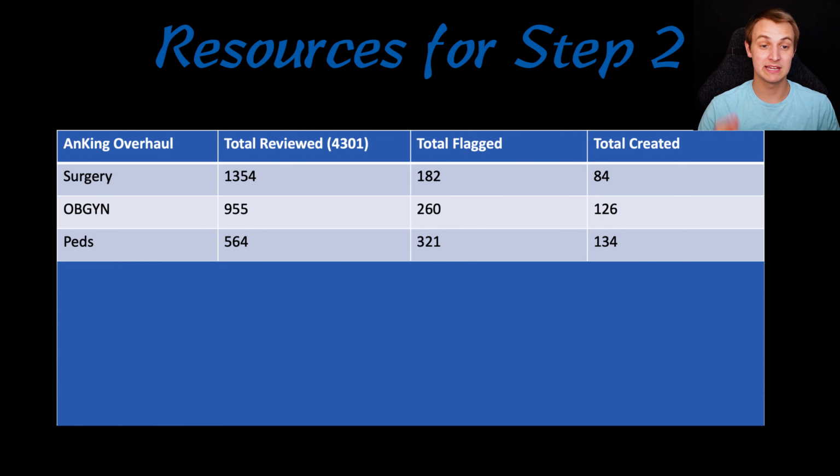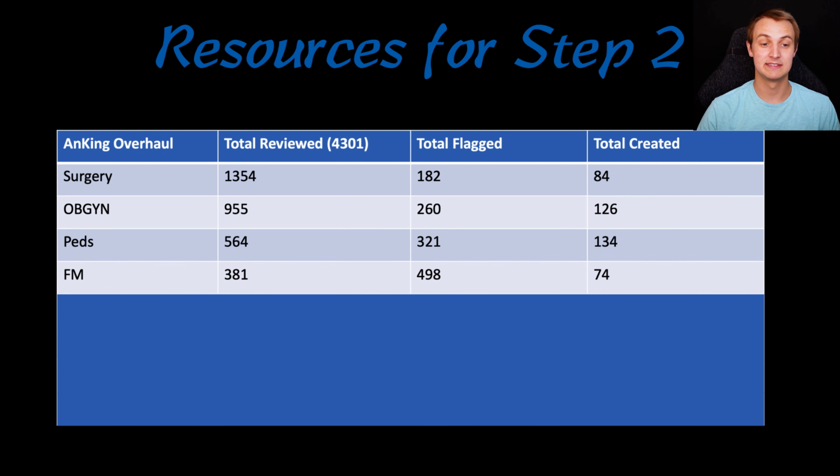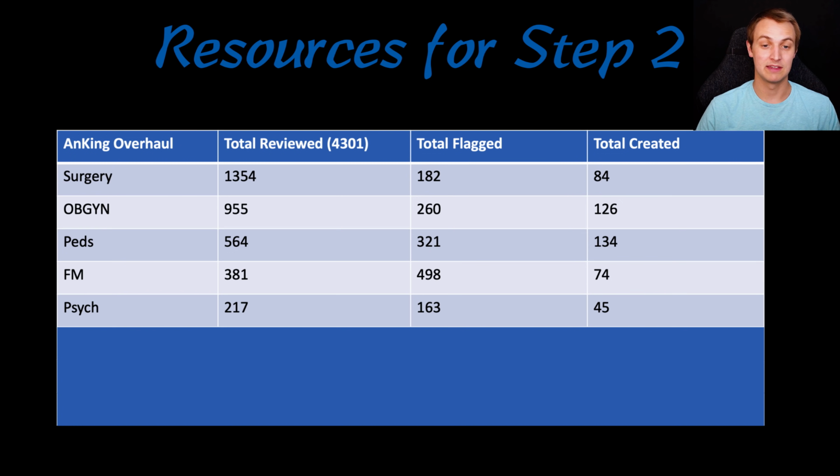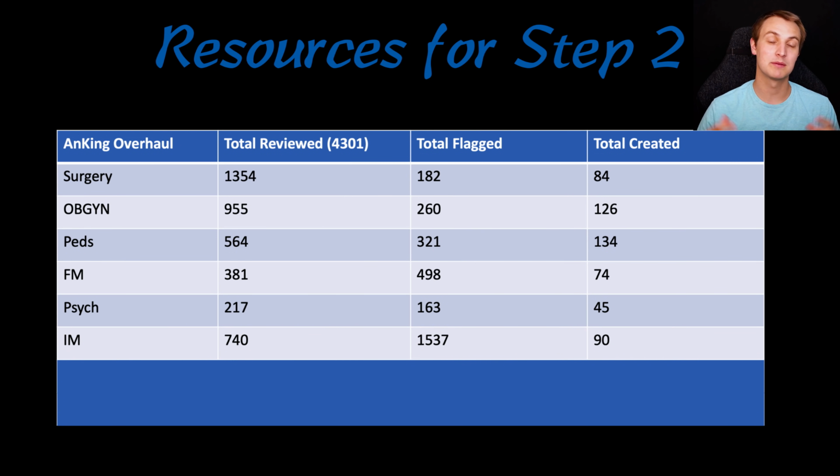And then for peds, you can see I did even fewer flashcards, flagged even more. And then down to family med, again, same pattern, and psych even fewer. Now with internal medicine, it's a larger subject, so I bumped up a bit. But notice that I did 1,300 cards for surgery and only 700 for internal medicine. That's because a lot of these flashcards overlap. Something you learn in surgery is actually relevant to OB-GYN and family med and internal medicine. So your card load is going to decrease significantly throughout the year.